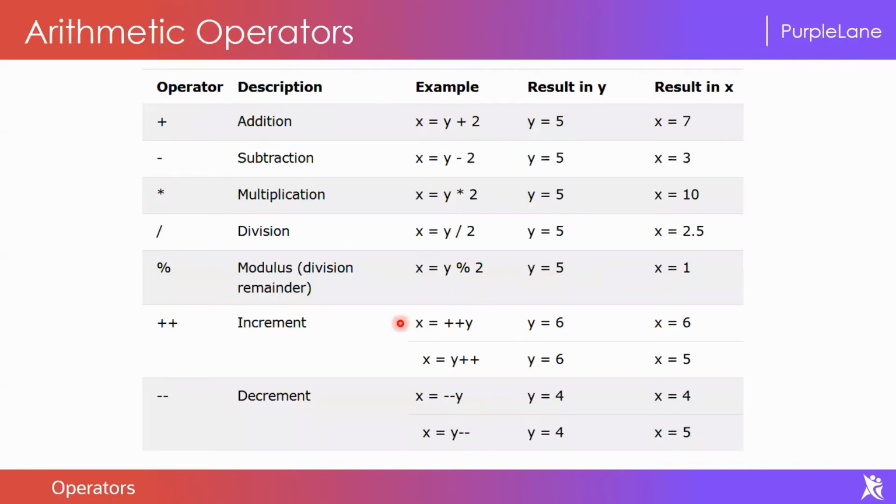So now if you look at this table, increment, right, y equal to plus plus x, where x value is 5. So first it will increment the value. So it will become 6 and then assign that value, isn't it? So that's why both are 6. But here first it will return whatever the value of x. Value of x is 5, so that's why y is 5, and then x will be incremented. Similarly for decrement as well.